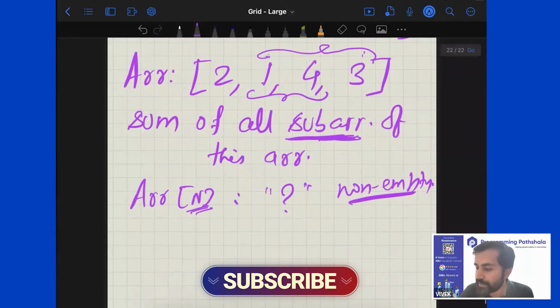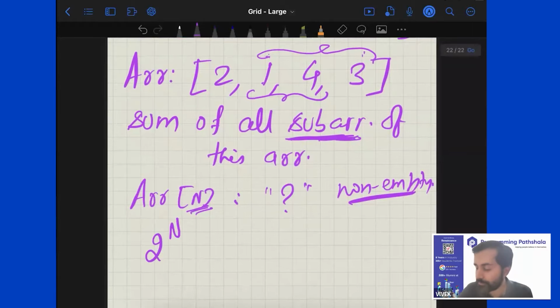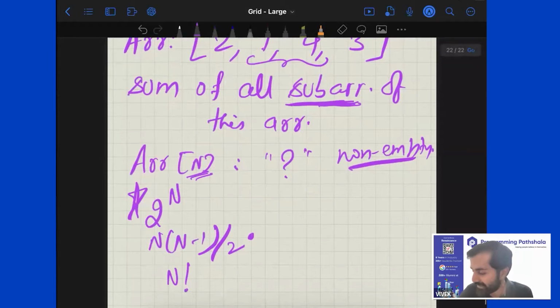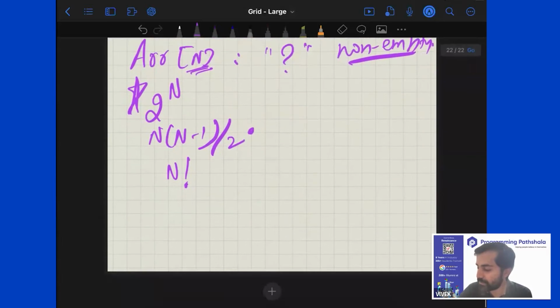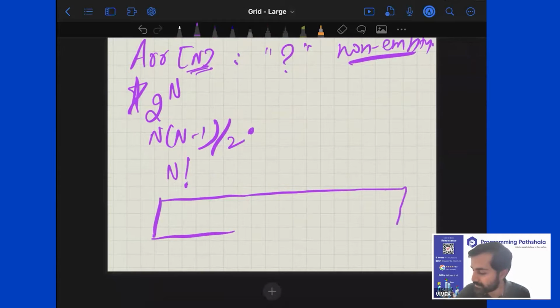Okay, so one of you is saying 2 power n, and one of you is saying n minus 1 by 2. You see, this quantity is very, very large, and this quantity is quite small compared to that. And then we have one more answer, n factorial. Okay, let's take a look and understand. It's very easy to reason about it. It's quite important to be very clear about these small things.